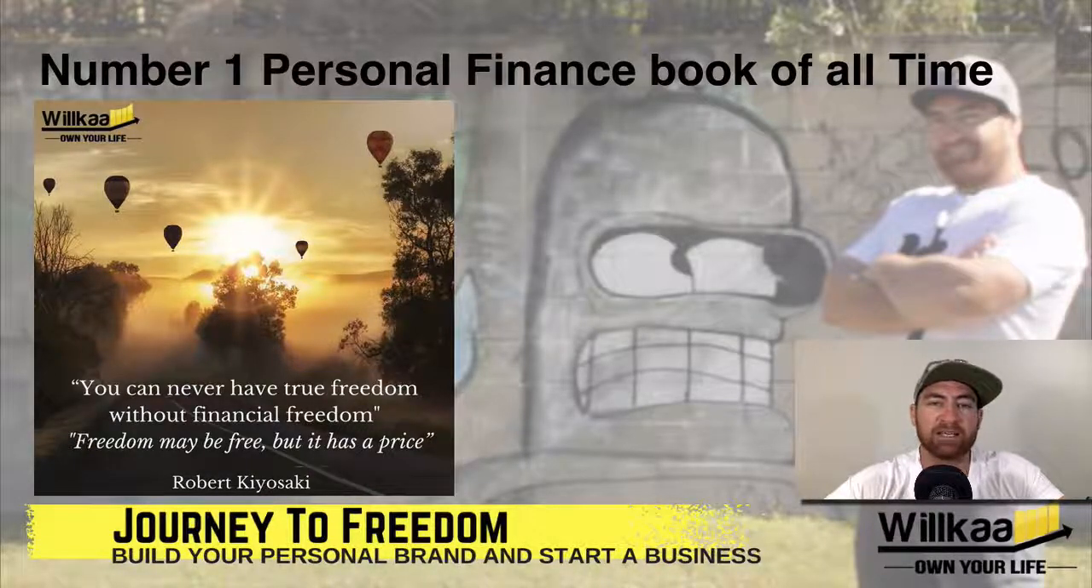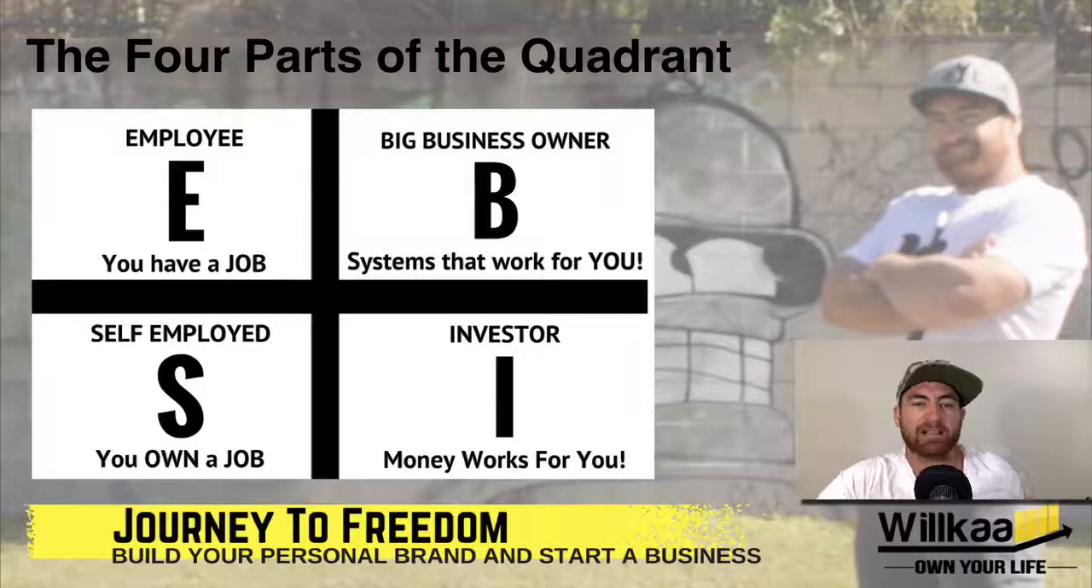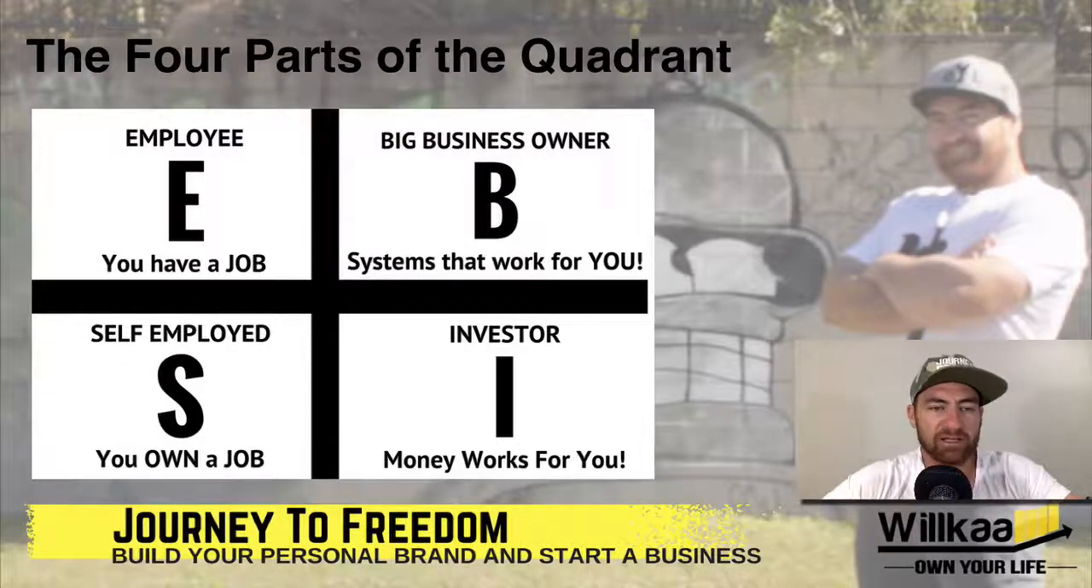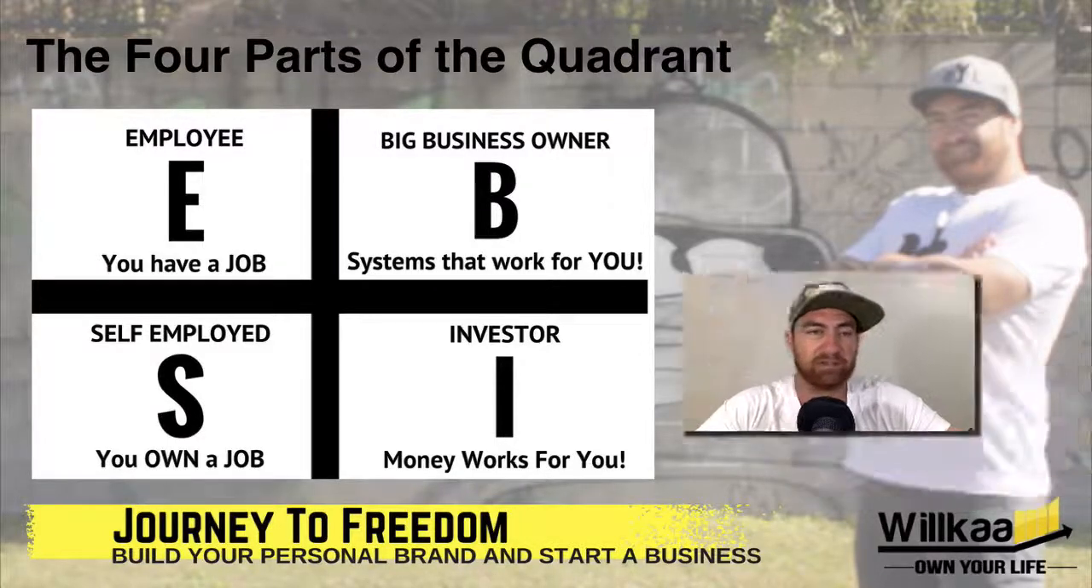Alright, so the 4 parts of the quadrant are: employee, so you have a job, which is where most of us are. Self-employed, so you own a job. You might be a personal trainer, or a plumber or something like that. The B, on the right hand side, is the big business owner: you have a system that works for you. And the final part is the investor, so you have money that works for you. Money earns money for yourself.